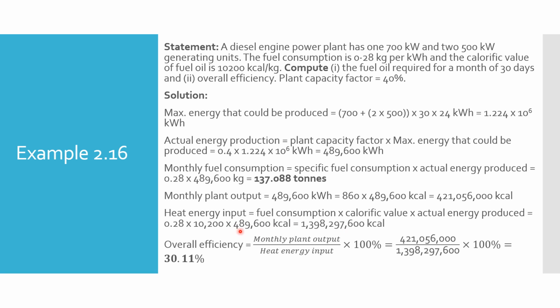So 489,600 kilowatt hours were produced. Specific fuel consumption is 0.28 kilograms per kilowatt hour. And the calorific value is 10,000 kilocalories per kg. So, multiply all of them together, and you get a heat input for a month in kilocalories. And then you can find out the overall efficiency as the monthly plant output divided by heat energy input, and that gives you 30.11%.